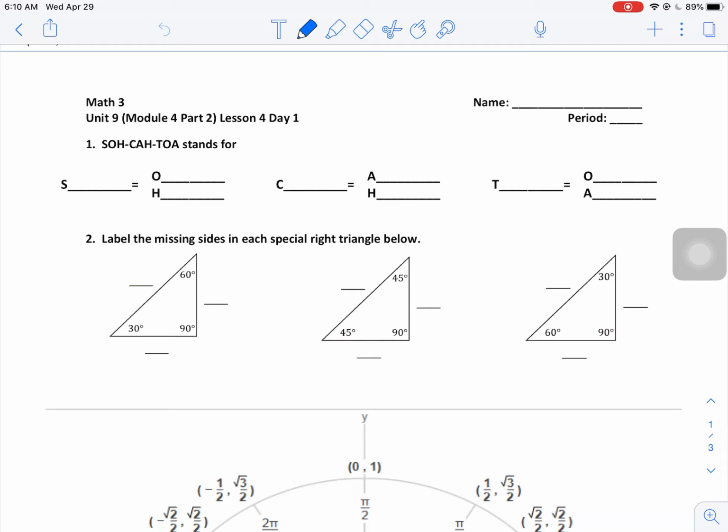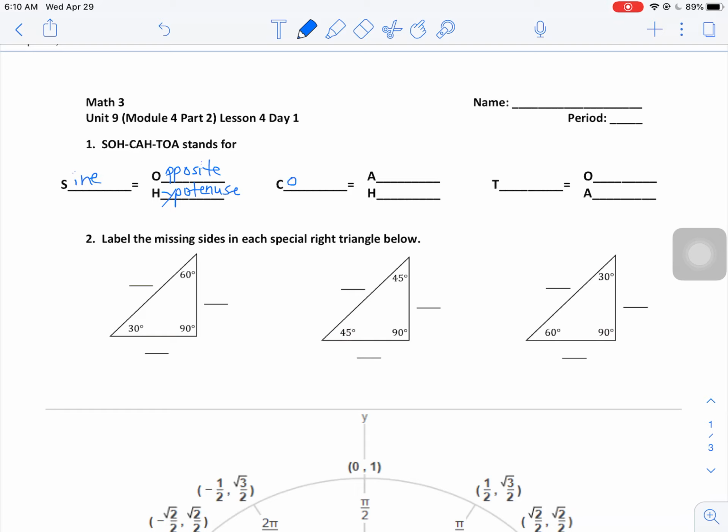So before we dive into the unit circle, a little review of trigonometry. SOHCAHTOA stands for sine, so the S in SOHCAHTOA stands for sine. The O stands for opposite, as in the opposite side of a right triangle. Opposite meaning the side of the triangle that is opposite the reference angle. H stands for hypotenuse. Hypotenuse is the longest side of a right triangle. It's always across from the right angle.